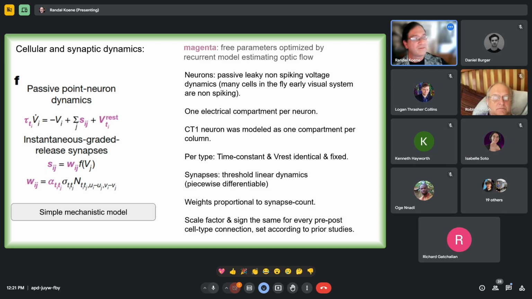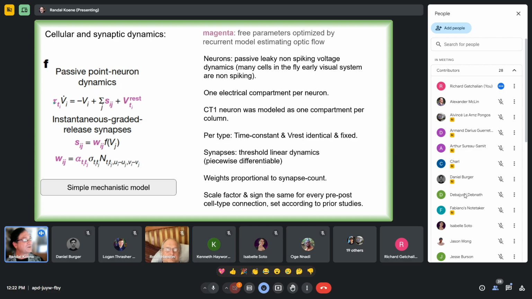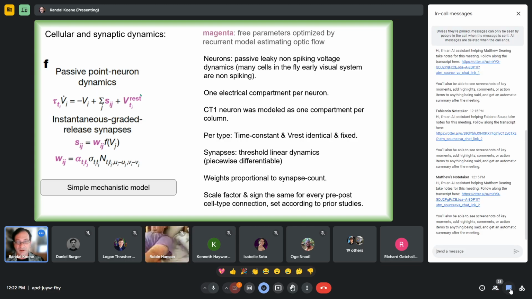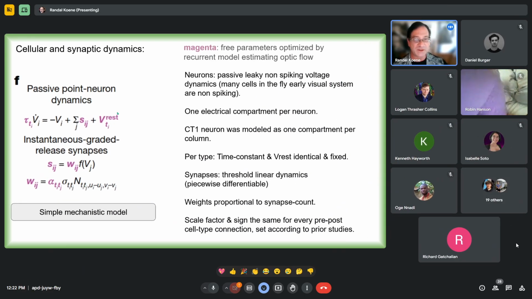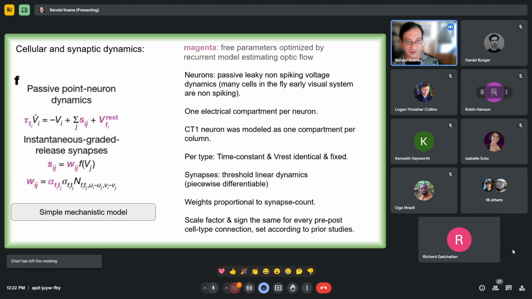The time constants tau and resting potential, so this one here and this one here, were assumed to be the same for each neuron of the same type and to be unchanging. And then optimization for the motion task was used to determine the free parameters. And those free parameters were reduced to 2 parameters that I just pointed out per cell type. More about that later. And the synapses, they were implemented with threshold linear dynamics. That means they were linearly rectified at 0, so they only have activities between 0 and some value. And the representations were ordinary differential equations, which again makes their behavior also piecewise differentiable.